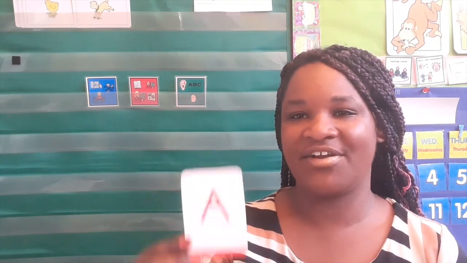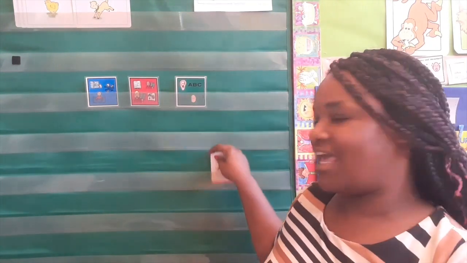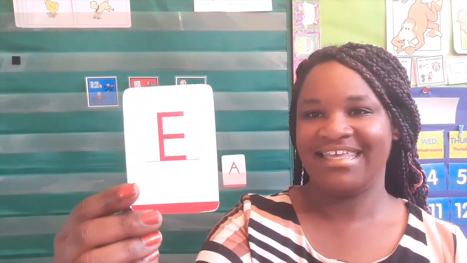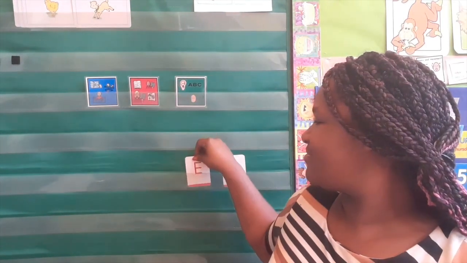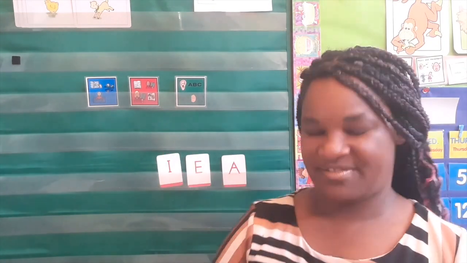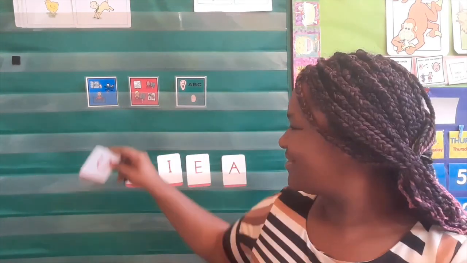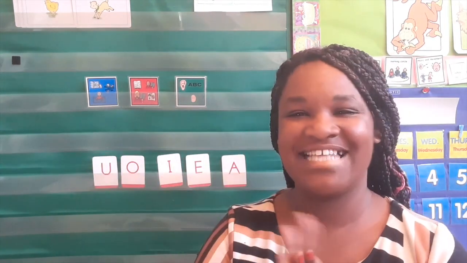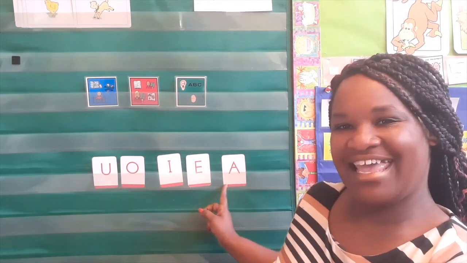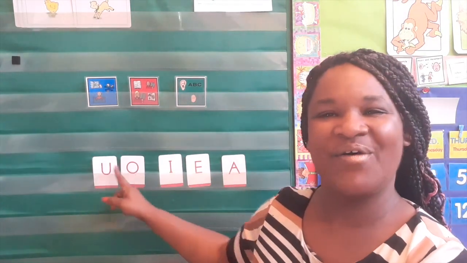So if you can use this time to practice saying the vowels with me, that would be so awesome. When you see the letter, say the name. What letter is this? A is a vowel. A, E, I, O, and U. Let's say it all together one more time. A, E, I, O, U.